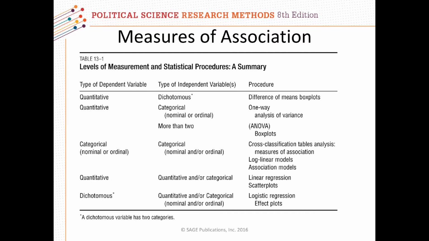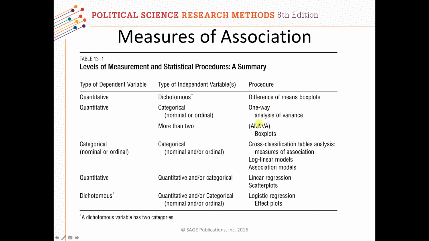And so this is the table. It is a little less colorful than the one that's in your textbook, but it's the same table. Levels of measurement and statistical procedures, a summary. So this tells you the type of dependent variable you have, the type of independent variable you have, and the procedure, or this is the statistical test you might want to use, or graph, to estimate a relationship. And so here you have quantitative, dichotomous, type of dependent variable. Quantitative here means ratio or interval level. So if you have a ratio or interval level variable, you can use box plots, difference of means, or one-way analysis of variance.